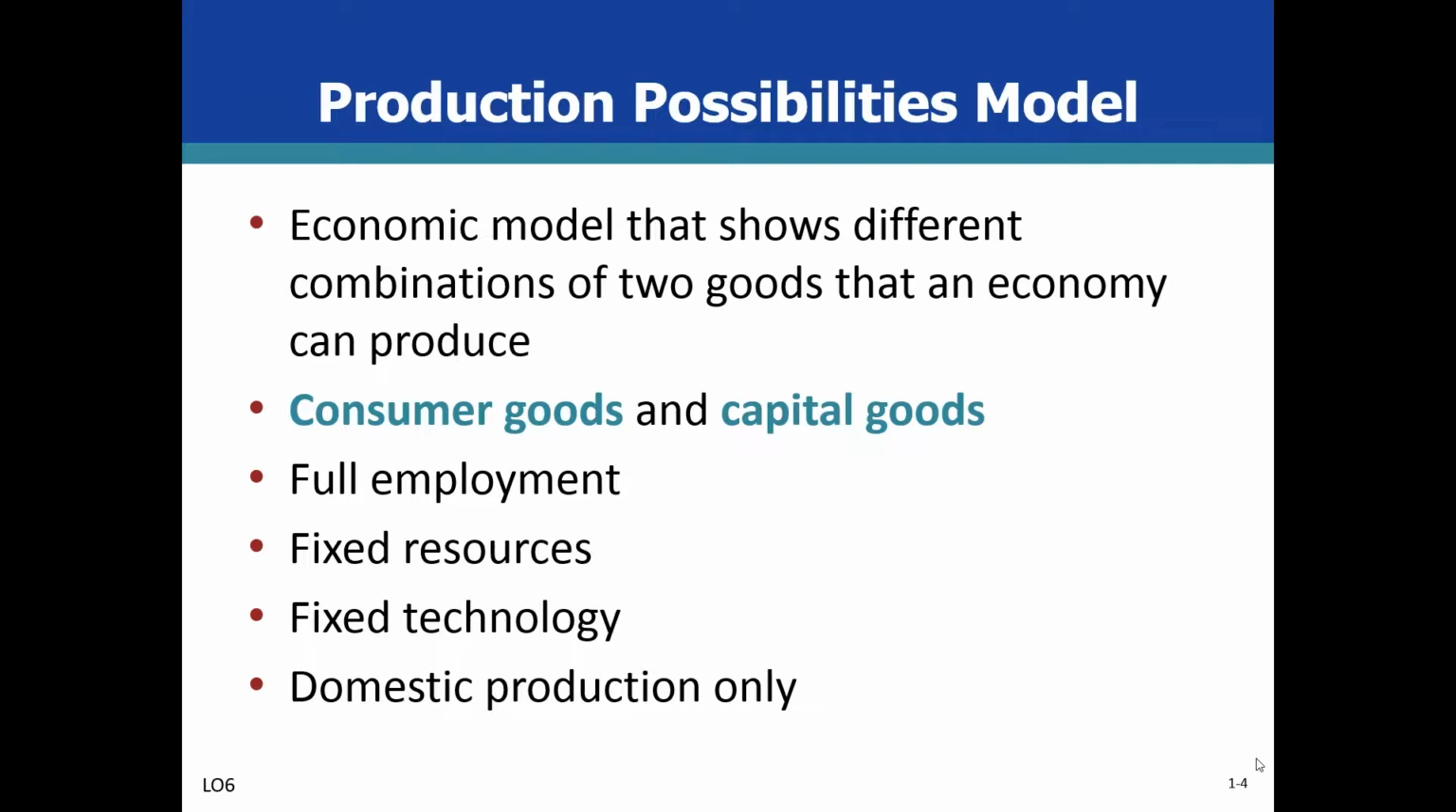Consumer goods, capital goods. The economy is operating at full employment. There are fixed resources in the short term. There's also fixed technology. Domestic production only, and this is key. And we'll cover an alternative at the end of this lecture. But for the moment, we are assuming domestic production only, no imports.